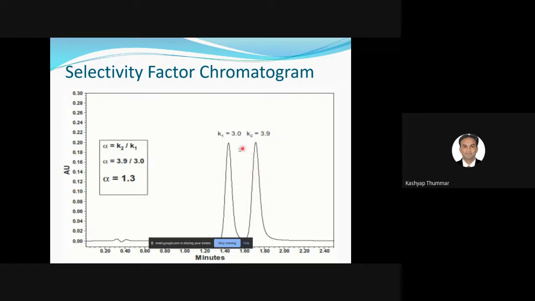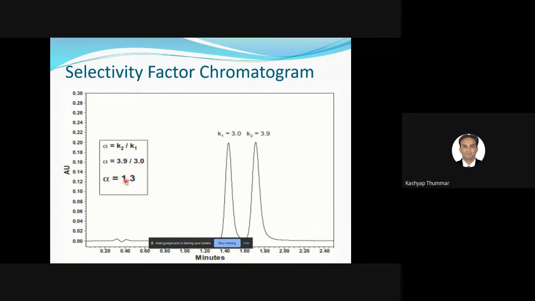Okay, so if I calculate the retention factor, it is calculated by TR divided by TR minus TN. So by this way, as we have seen in the earlier slide, you calculate the retention factor of each and every peak, and then you divide K2 by K1. So 3.9 is K2 and 3.0 is K1. K1 and K2 are the retention factor of peak 1 and the retention factor of peak 2. You take a ratio of these two, 3.9 divided by 3.0.